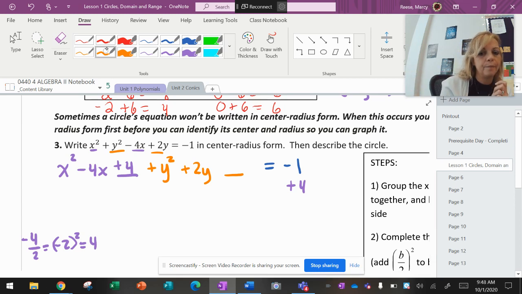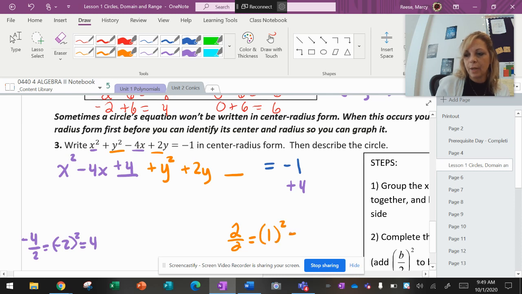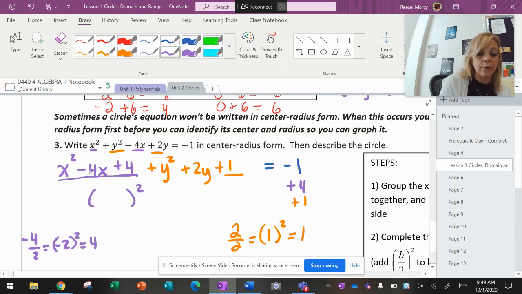Okay, don't forget that. Then I'm going to come to my orange, which is my y's, and I'm going to take the b value, which is 2, divide it by 2, and square it. And I'm going to add that. Okay? So, from there, I created a perfect squared trinomial. Okay, so here is the next step you're going to do. What multiplies to be 4 that adds to be -4? And I keep telling you guys, it's that number. It's x minus 2, and it's squared.